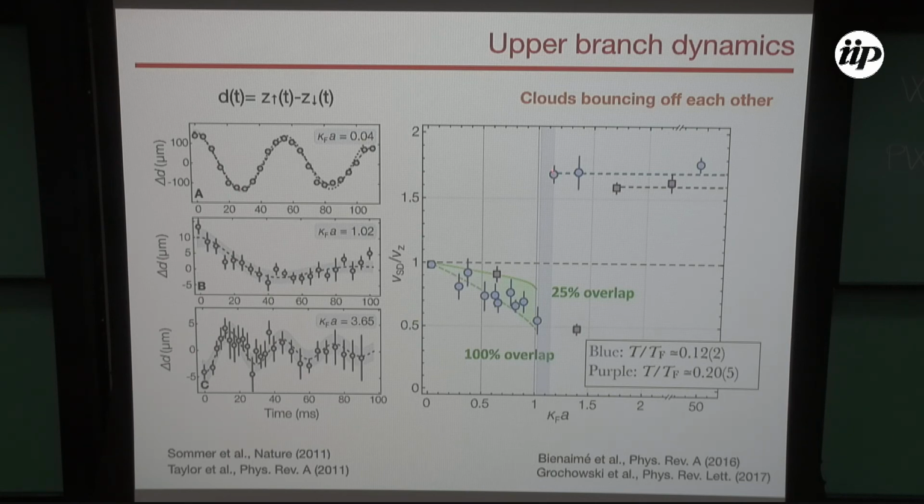But after that, the spin-dipole frequency acquires a value that more or less corresponds to two clouds that are bouncing one against the other, okay? Just not penetrating. The green line corresponds to the theory that Alessio Recati gave us in the case of 100% overlap and 25% overlap. So our data more or less are in the center of these two. This is just to give an idea that we are in quite good agreement with theory also.